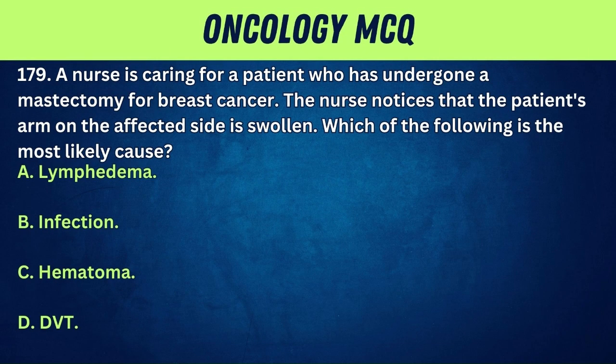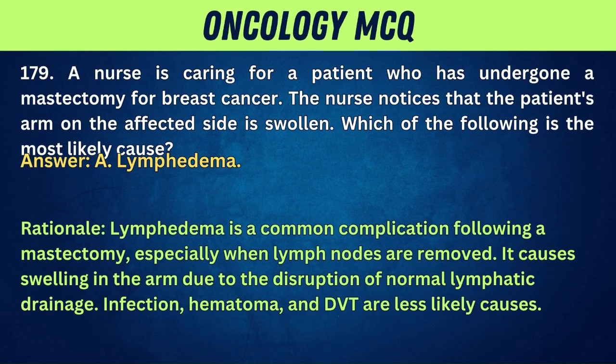179. A nurse is caring for a patient who has undergone a mastectomy for breast cancer. The nurse notices that the patient's arm on the affected side is swollen. Which of the following is the most likely cause? A. Lymphedema. B. Infection. C. Hematoma. D. DVT. Answer: A. Lymphedema. Rationale: lymphedema is a common complication following a mastectomy, especially when lymph nodes are removed. It causes swelling in the arm due to the disruption of normal lymphatic drainage. Infection, hematoma, and DVT are less likely causes.